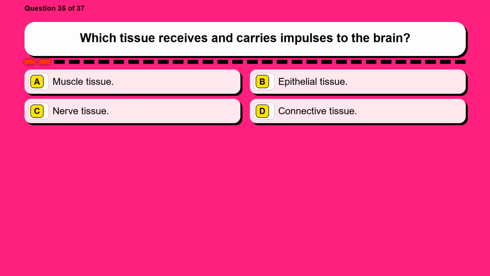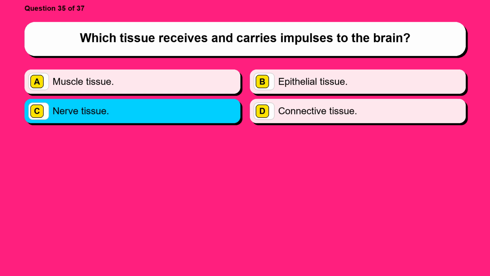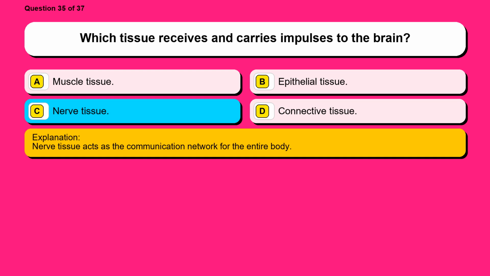Question 35. Which tissue receives and carries impulses to the brain? Option A. Muscle tissue. Option B. Epithelial tissue. Option C. Nerve tissue. Option D. Connective tissue. The correct answer is option C. Nerve tissue. Nerve tissue acts as the communication network for the entire body.